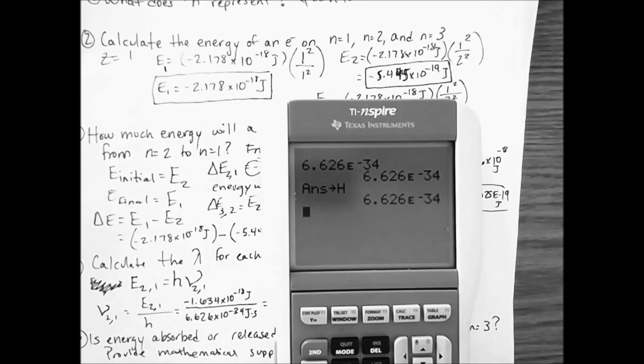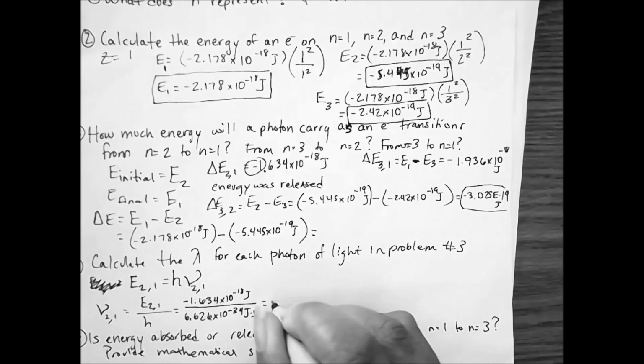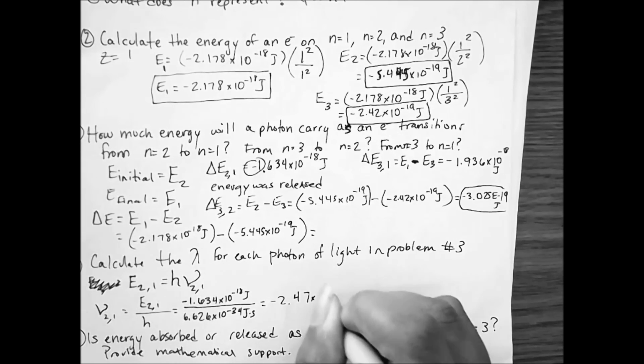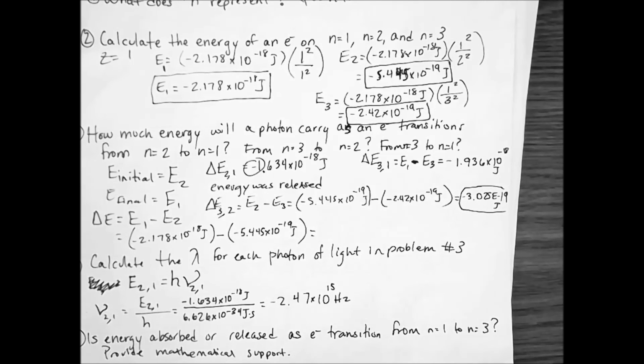So now we're going to do negative 1.634 times 10 to the negative 18th power, divide by Planck's constant, H. And that's what you should get. Negative 2.46, or if you want to round it, negative 2.47 times 10 to the positive 15th power hertz. That's your frequency. And then how would I get wavelength from that?